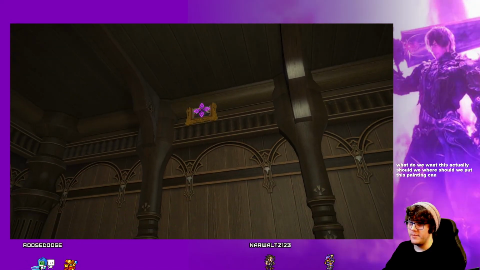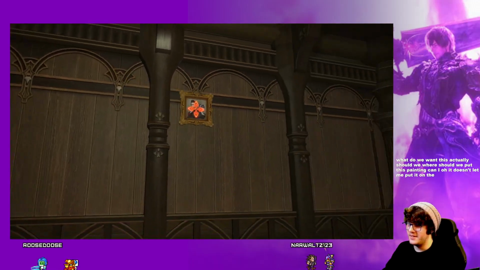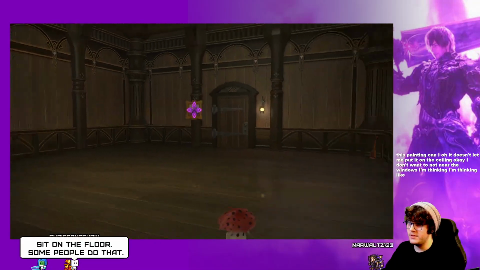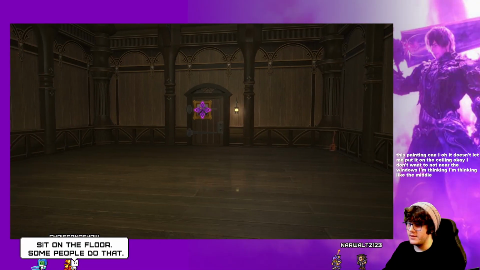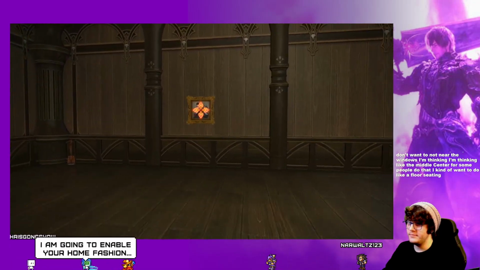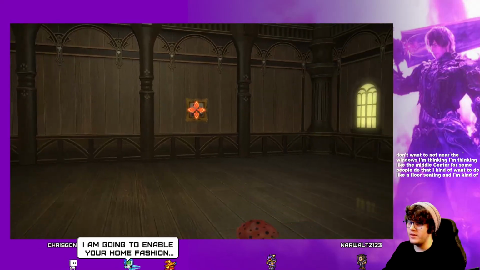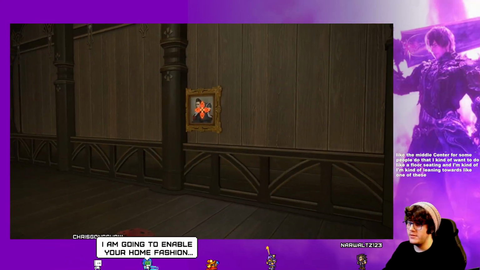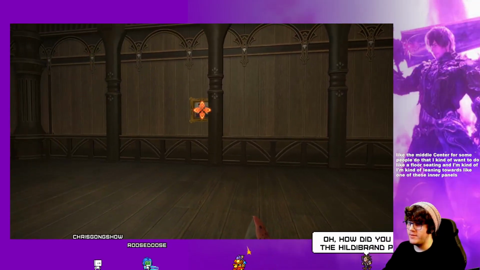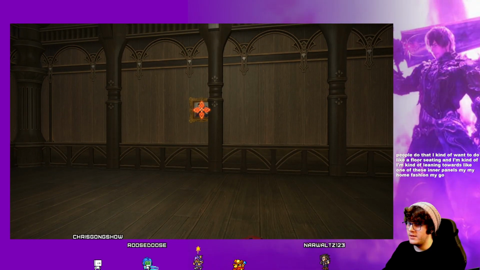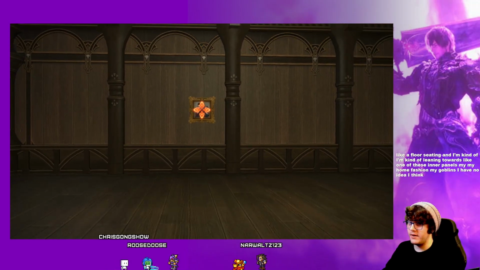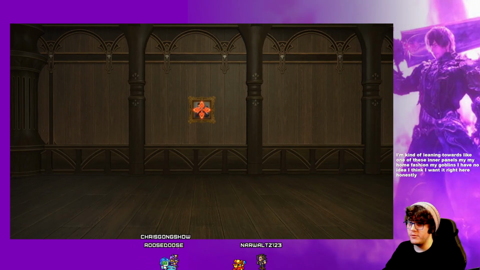Oh, it doesn't let me put it on the ceiling. Okay, I don't want it near the windows. I'm thinking the middle. Some people sit on the floor, and I kind of want to do floor seating. I'm leaning towards one of these inner panels. I have no idea. I think I want it right here, honestly. In the middle of these two panels right here?